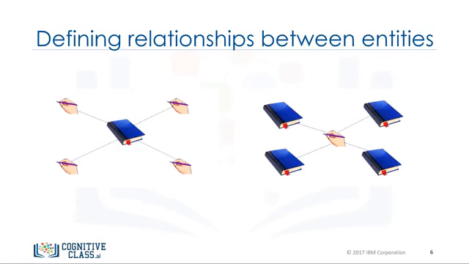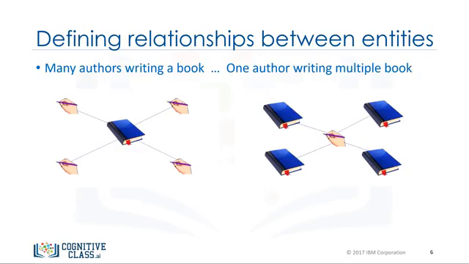A book must be written by at least one author. However, a book can be written by two authors, and a book can be written by many authors. As another example, one author can write just one book, or two books, or multiple books. In both cases, there is a relationship between the book and the author.